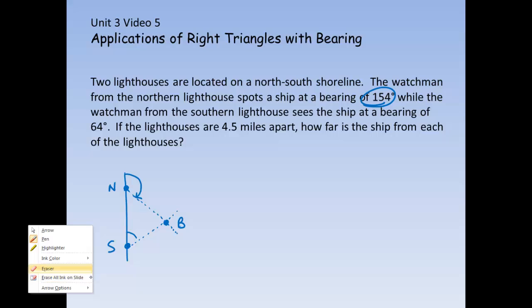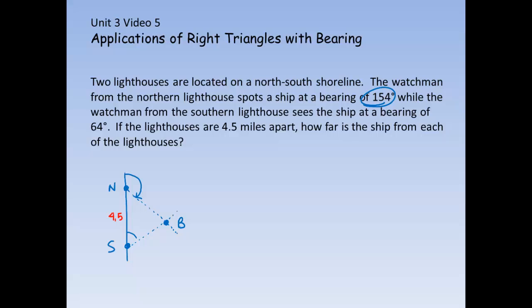I'm going to go ahead and use another color and add on all the other information that we need. We know that they're 4.5 miles apart. We also know that this is a 154 degree bearing. If I take the supplementary angle to 154, that is 180 minus 154, I get 26 degrees. Since this one I know is 64 degrees, let's go ahead and check. 26 plus 64 is 90, which leaves this other angle over here located at the boat to be 90 degrees. This leaves us a right triangle that we're able to use to solve.